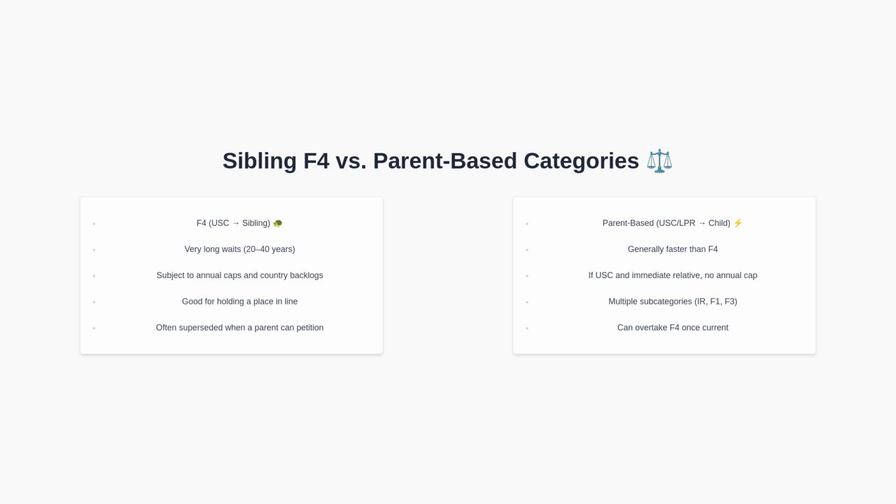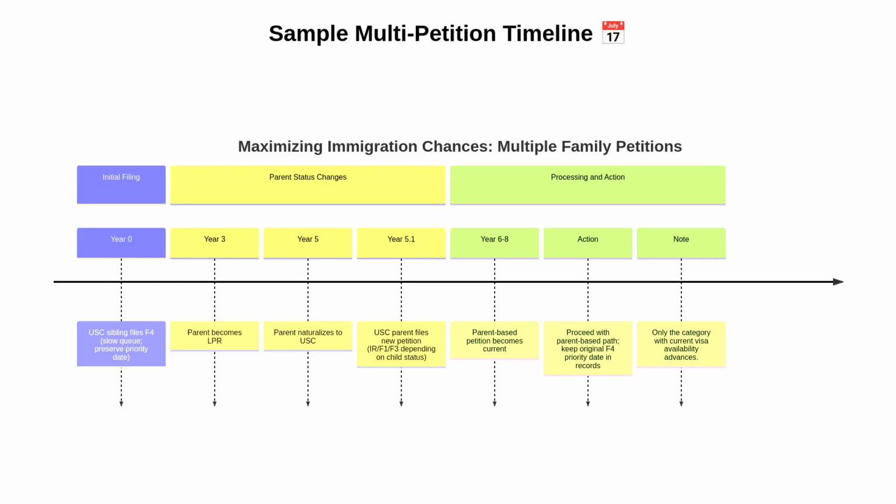Next, let's visualize a typical timeline. This timeline illustrates how petition stacking can unfold. In year 0, a U.S. citizen sibling files an F4 petition. Around year 3, the parent becomes a lawful permanent resident, and by year 5, the parent naturalizes as a U.S.